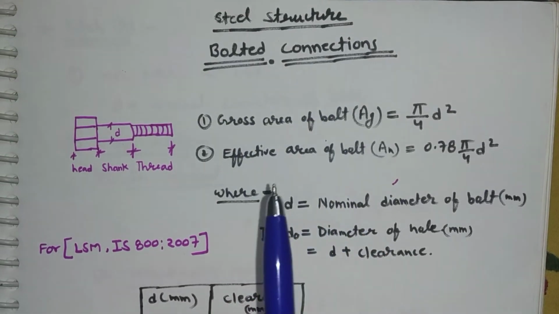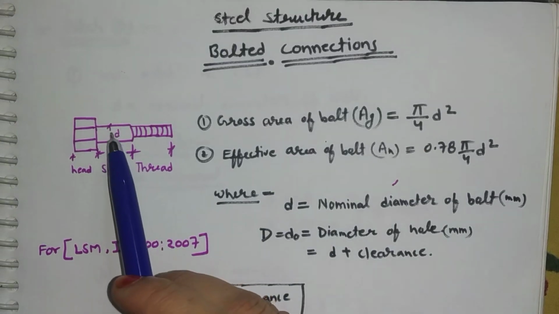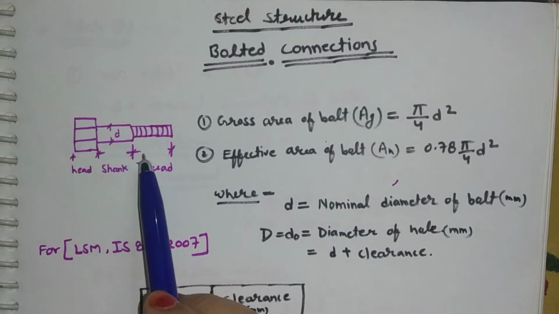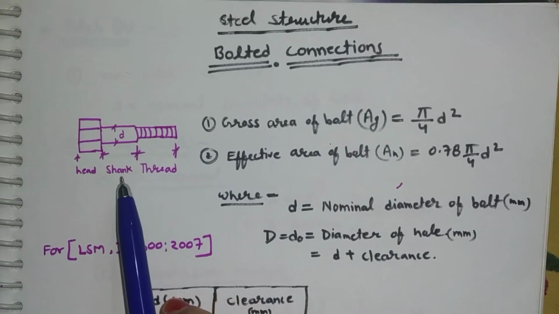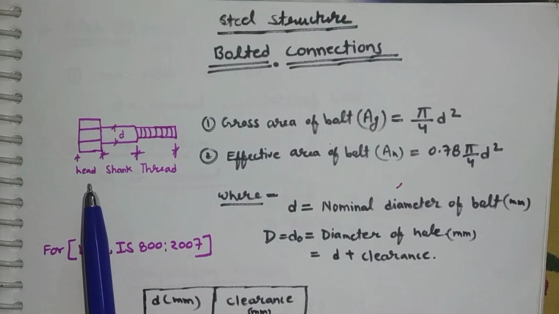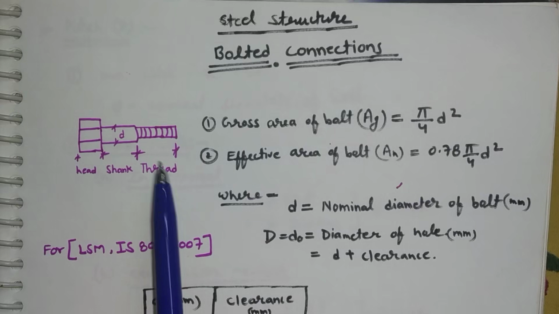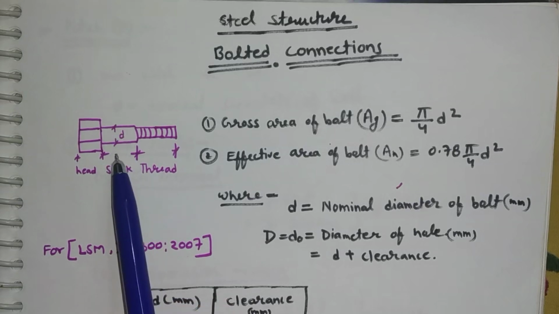So what is a bolt? A bolt is nothing but a metal pin with a head at one end, a shank, a thread, and the other end to receive a nut. Suppose this is a bolt and this is the head of the bolt, this is the shank, this is the thread area, and this is the nominal diameter.